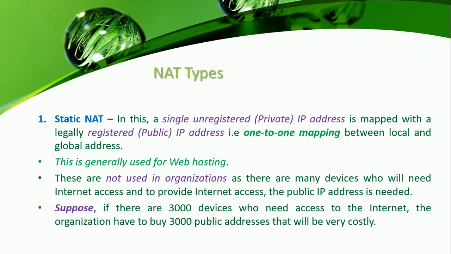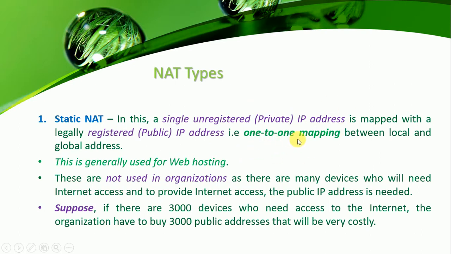So if you have three systems in your local area network, you need three public IP addresses to map one private IP address with one public IP address. It is generally used for web hosting, not in organizations, because if you have, suppose, 3000 or 4000 systems in your local area network, you need 3000 to 4000 public IP addresses, which is very costly and almost impossible for the organization to support. So it is a one-to-one mapping.